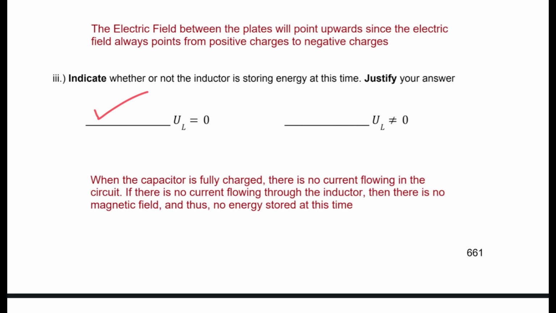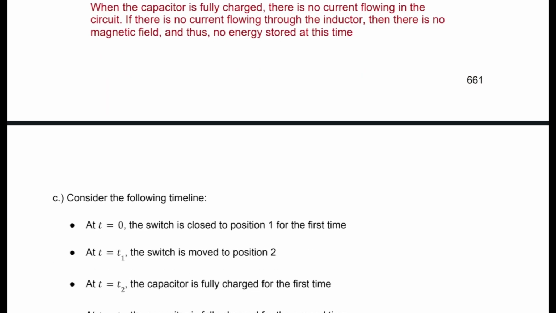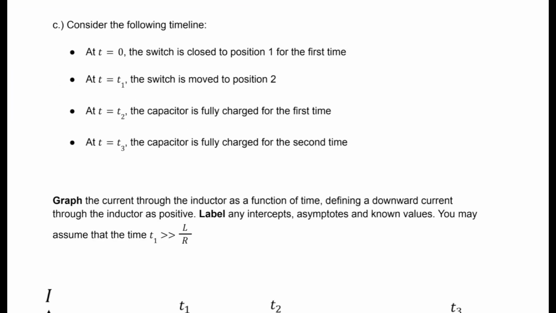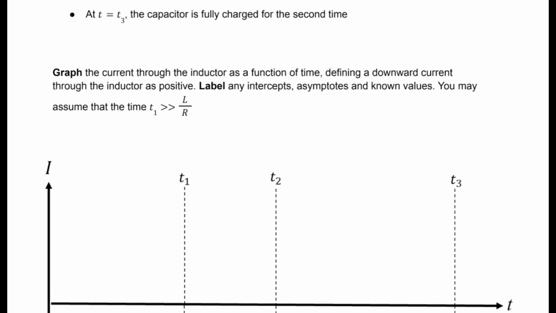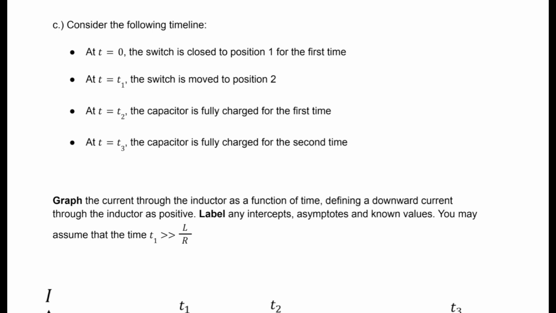Because there's no current, which means no magnetic field, which means no energy. So here's our timeline. At t equals 0, we flip the switch for the first time, creating an L over R circuit, where the inductor will oppose changes in current. It reaches steady state, and at T1 we move to position 2, and then at T2 the capacitor is fully charged for the first time, and then the capacitor gets fully charged for a second time at T3.